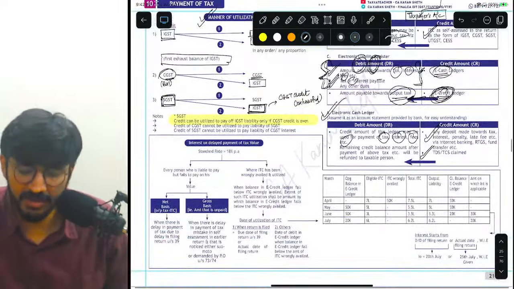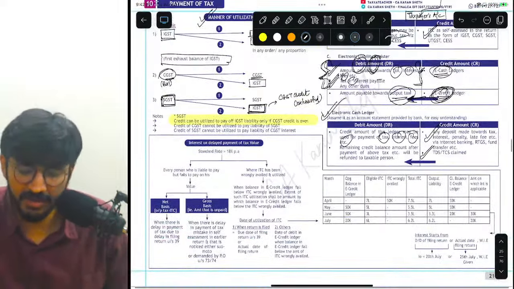Next, my dear friends, is with respect to this: interest on delayed payment of tax. Now understand, whenever you want to compute interest, it is very simple. There has to be value, rate, and period, which will obviously be in days. So if you have all three data, you can easily figure out what is the interest tax liability payable.